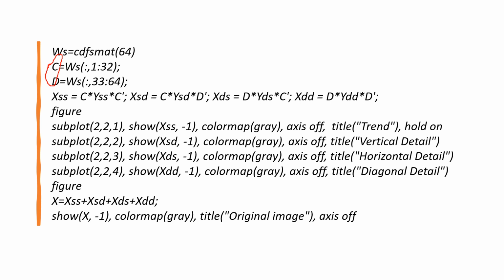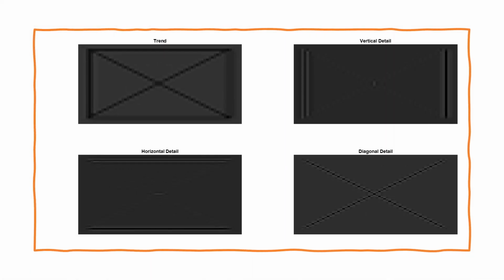Next, we are going to see the original four components of the image. This trend and the earlier trend are slightly different, as that is the trend of the output image and this is the trend of the input image. By adding these four, we are going to get the original image back. So this is the original image.